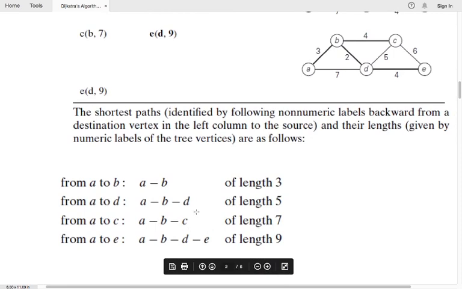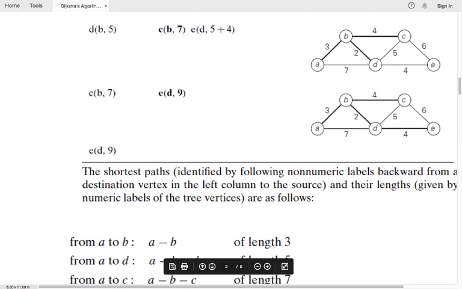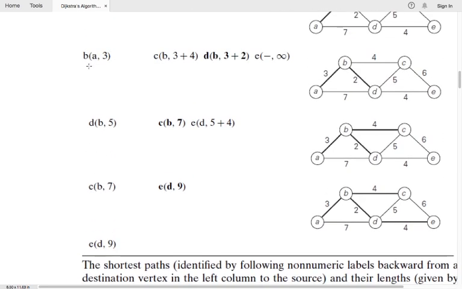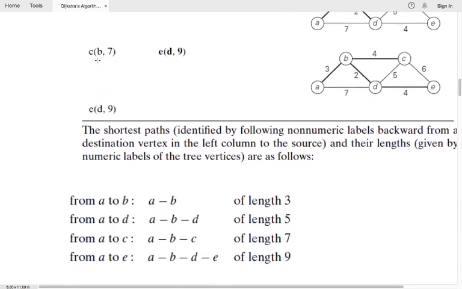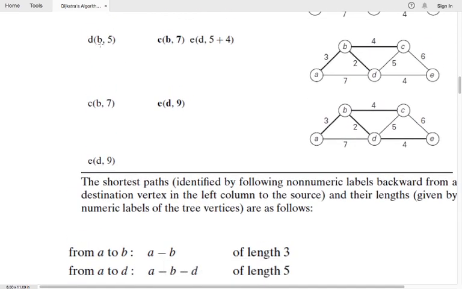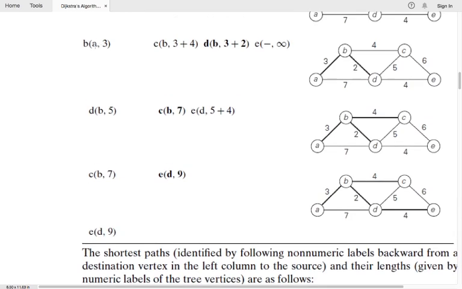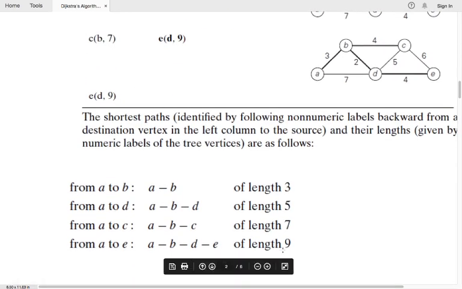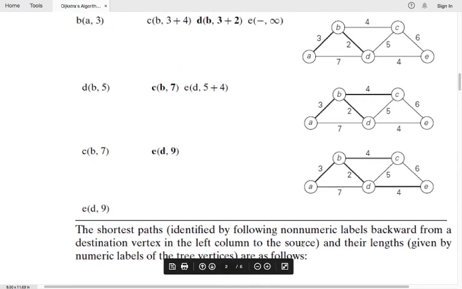Now how do you find for C? Go to C. What is C? Previous vertex is B. B, what's the previous vertex? A. So the path is ABC and the cost is 7. Similarly for E, go to E. What's the previous vertex? D. Go to D. What's the previous vertex? B. What's the previous vertex? A. So you have A, B, D, E with a length of 9. So this is how Dijkstra's algorithm works.